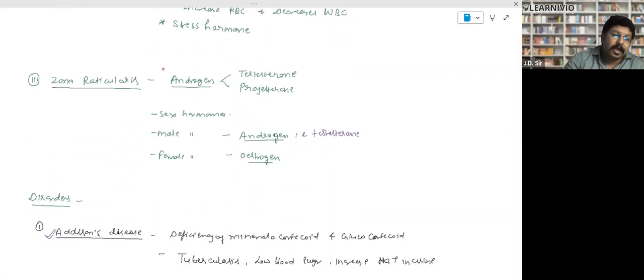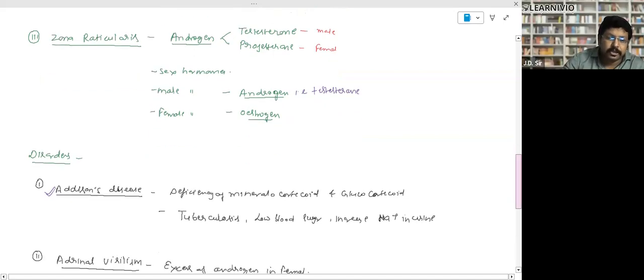And next, the last part is zona reticularis. Zona reticularis basically secretes androgens. Androgens have been divided into two categories: testosterone and progesterone. Testosterone is responsible for male, right? That is the male androgen, and progesterone is the female androgen, right? So they are the sex hormones. In male, that is testosterone, and in female, that is estrogen.